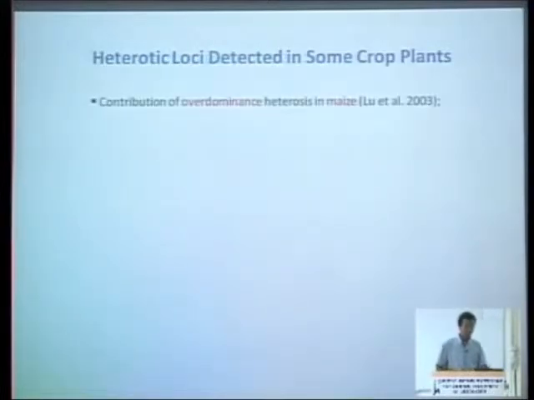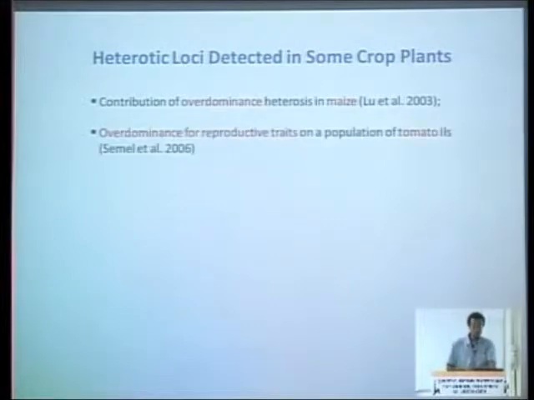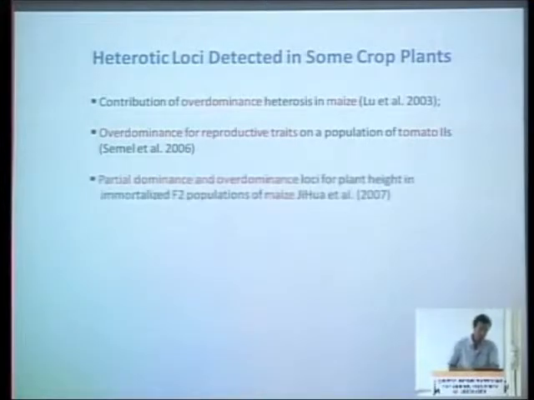These are some of the examples. Contribution of overdominance to heterosis in maize by Liu et al. in 2003. Again, overdominance for reproductive traits in a population of tomato introgression lines. In this study, they identified other forms of gene action other than overdominance for other traits, but they identified an overdominance mode of inheritance for reproductive traits in tomato introgression lines.